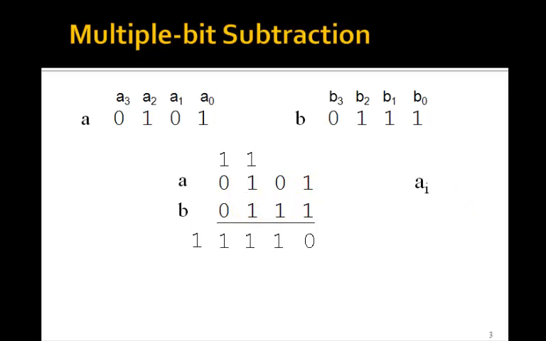So in general, we're going to be taking A_i, subtracting B_i. You have a borrow in general, and then you subtract C_i. So the difference D_i is A minus B minus the borrow, and in general you'll have a C_i plus 1 borrow out.